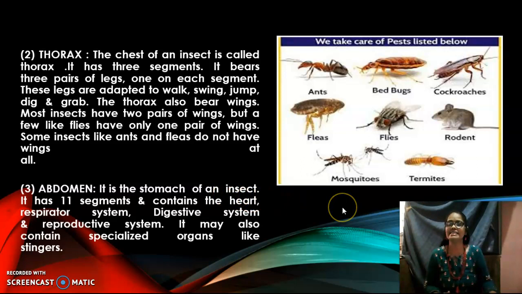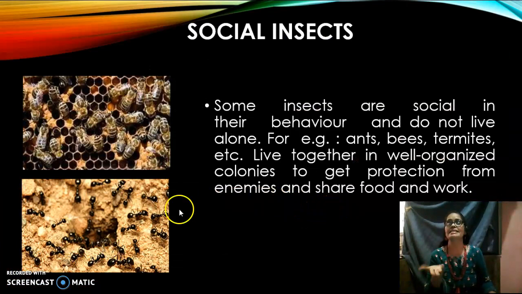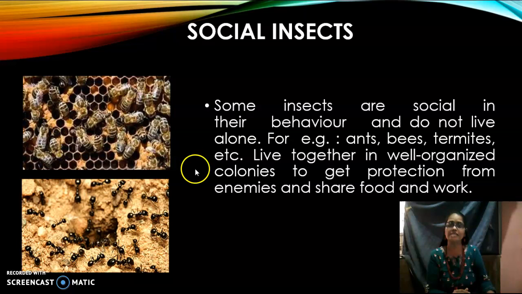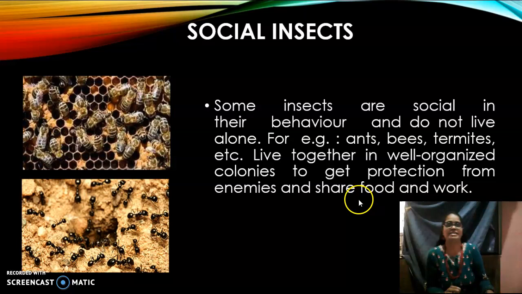Now, there are social insects like ants, bees, honeybees. Social means they come together. Some insects are social in their behavior and do not live alone. They live in a group only. For example, ants, bees, termites. In the wooden furniture, children, you will see the termites. They live together in well-organized colonies. See, these are the colonies to get protection from enemies and share food and work.